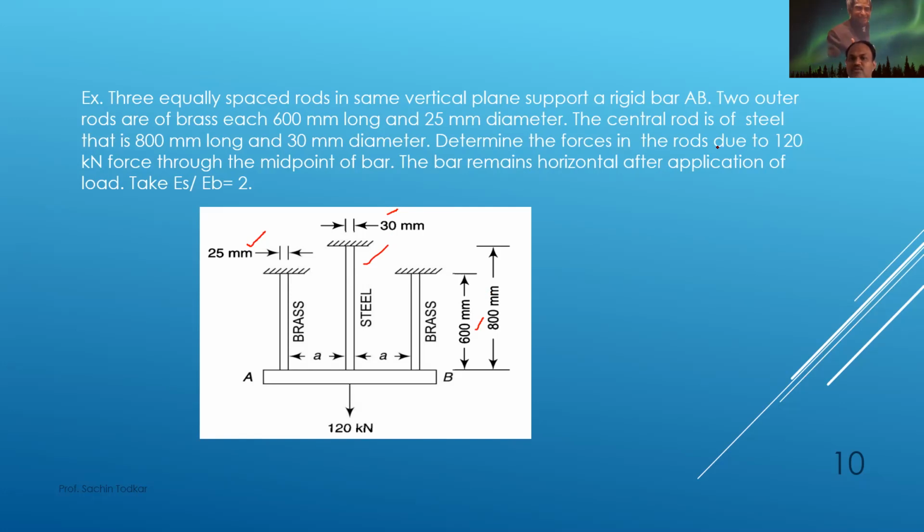Determine the forces in the rods due to a 120 kilonewton force through the midpoint of the bar. The bar remains horizontal after application of load. This is the condition we are going to use to write the compatibility equation. Take ES upon EB equal to 2. So we'll try to solve this numerical systematically.